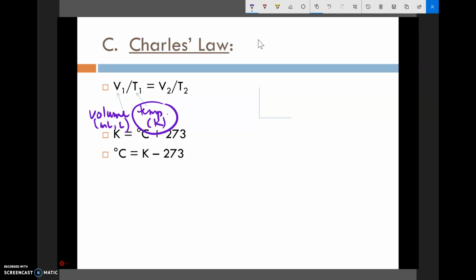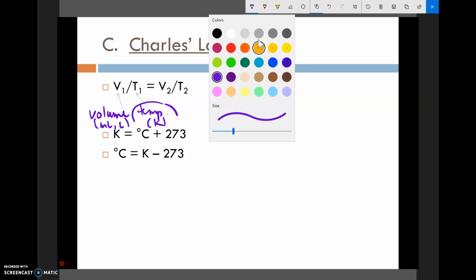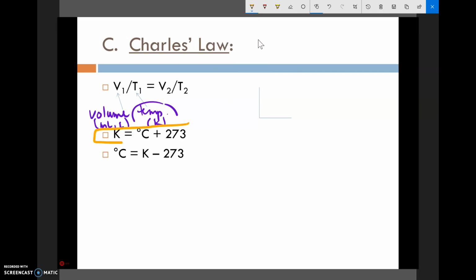So just make sure that your volume is in either milliliter or liter. Just make sure it's the same on both sides of the equation, and that your temperature is in Kelvin. So for this, you need to make sure that you know this equation on how to find temperature. So if it was me, I would just memorize one of them. So for example, I would just memorize this one.